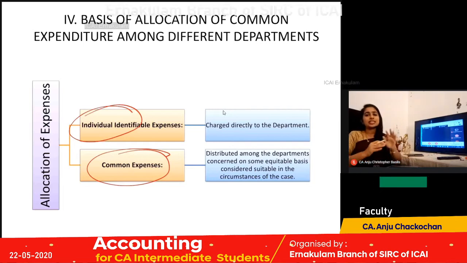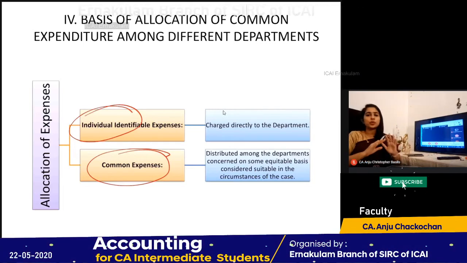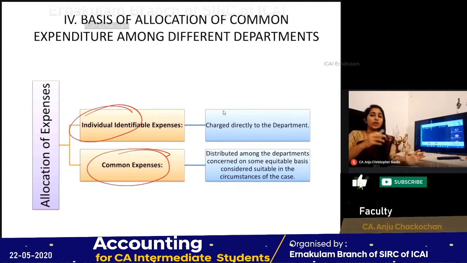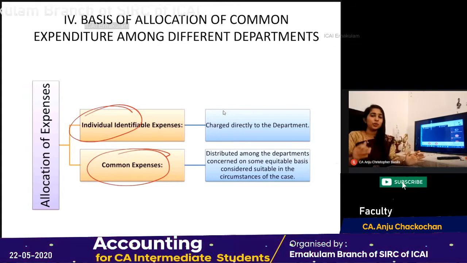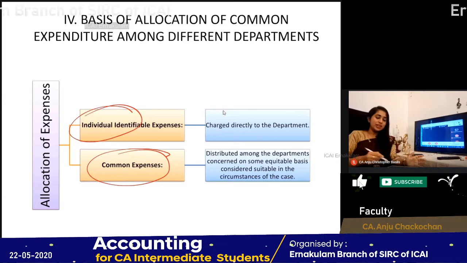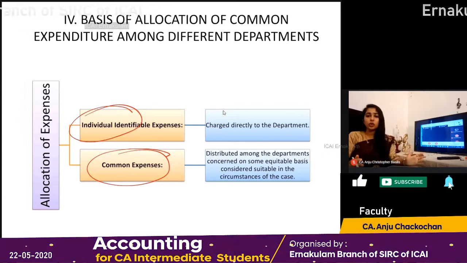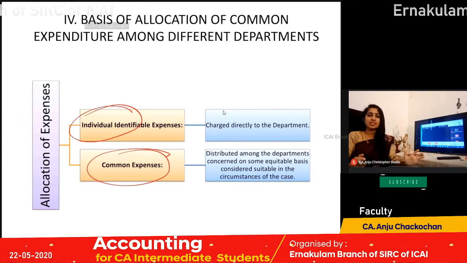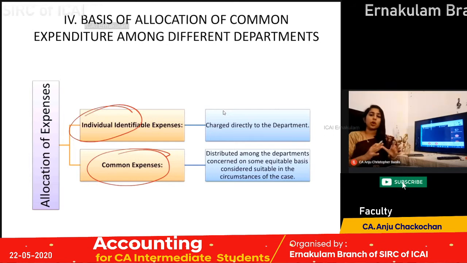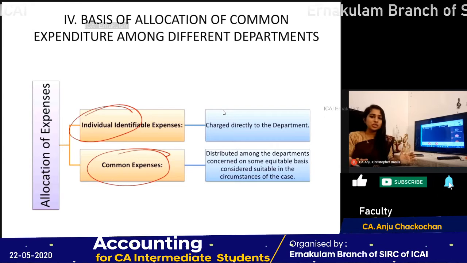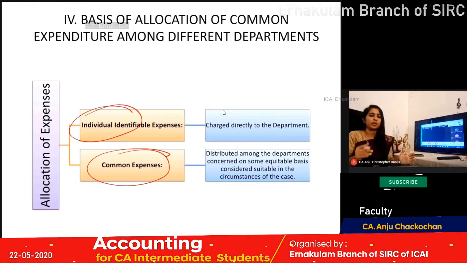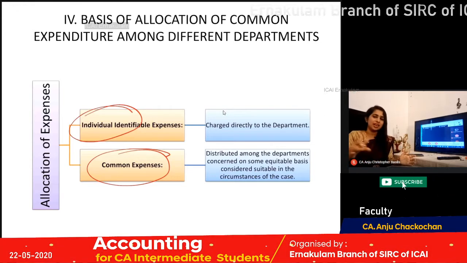So if it is individual identifiable expenses, we don't have to be much bothered. Whatever is the actual expense incurred, we can straight away charge that to the concerned department. Whereas in the case of common expenses, we cannot do that. Instead, whatever is the total expense, we'll have to compute a reasonable ratio in which we can allocate it, and then we'll be allocating it respectively.